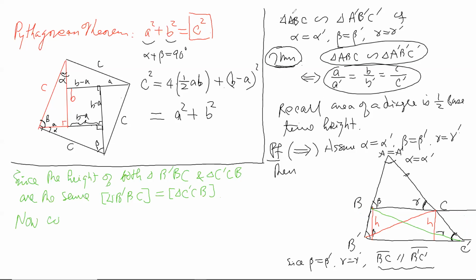Now let's consider the ratio relations. Consider these relations: triangle ABC, looking at its area over the triangle BCC prime. What is this ratio? Can anyone tell me? We're looking at the area of this triangle and the area of this triangle. What is their ratio?